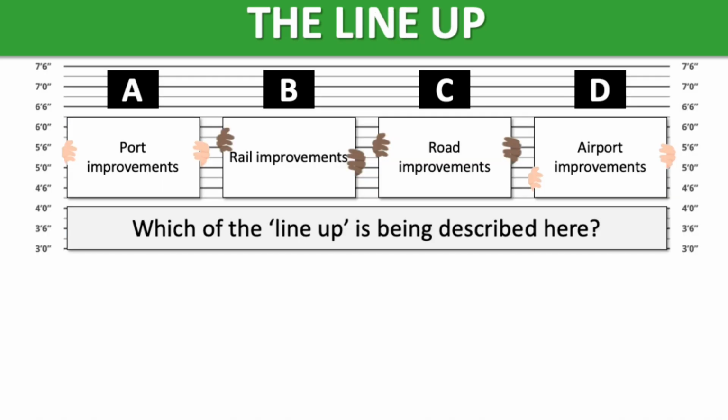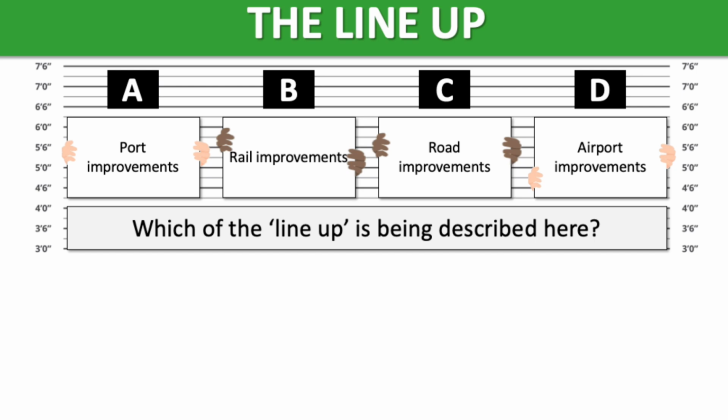Right, now, in an attempt to address the gap in wealth between the north and the south, there has been a number of infrastructure improvements that are very expensive. They are supposed to boost the UK economy on the whole, but they're also supposed to address regional economies. So we've got port improvements, rail improvements, road improvements, and airport improvements.